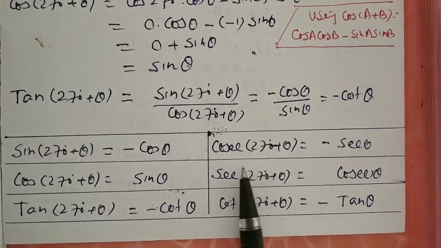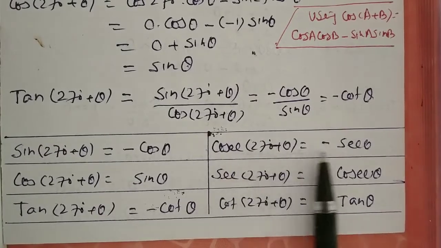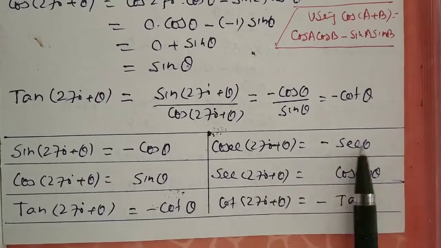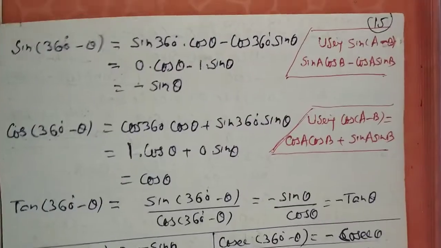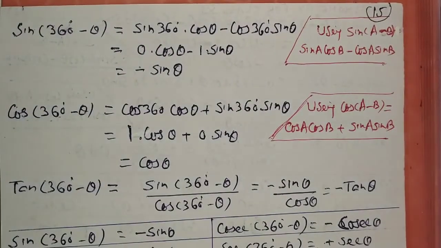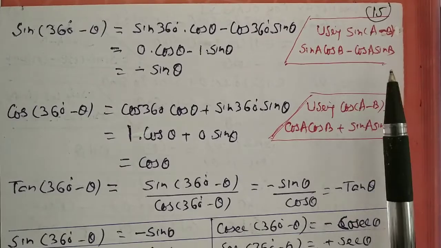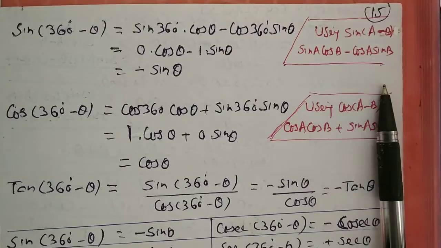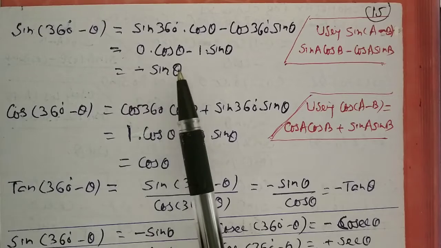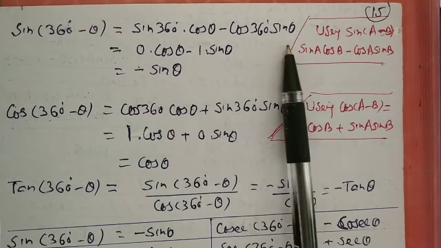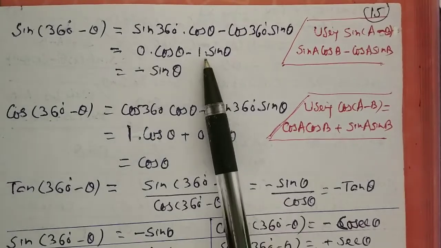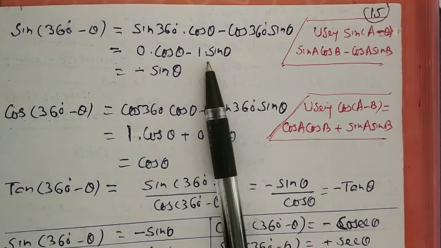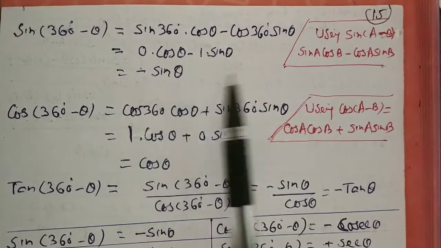Now see, in the case of sec, sec becomes cosec, cosec becomes sec, and cot becomes minus tan. Now to prove this, sine 360 minus theta, again use the formula sine(A minus B) equals sine A into cos B minus cos A into sine B. Sine 360 cos theta minus cos 360 sine theta. Put the values: sine 360 is 0 and cos 360 is 1. So the first part is 0, so minus sine theta.